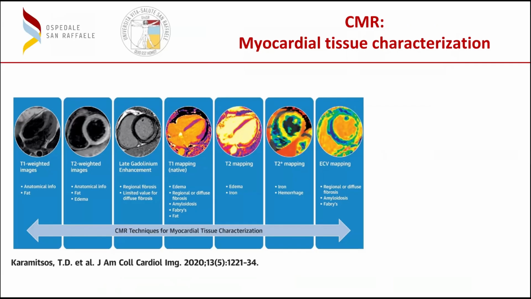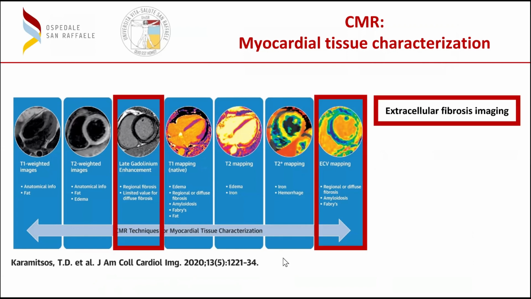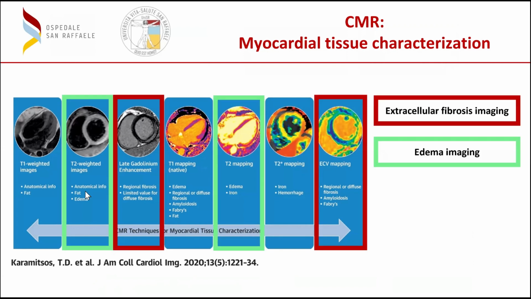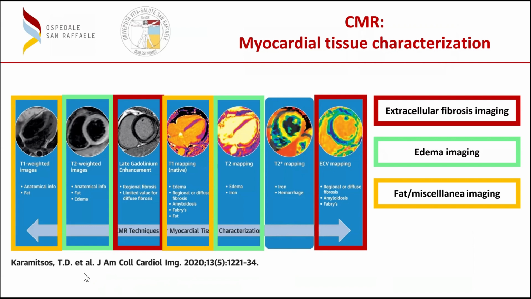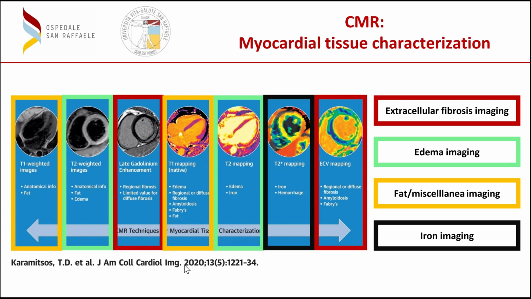If we want to subclassify the different techniques for myocardial characterization in CMR, we can say that we have techniques that aim at extracellular fibrosis imaging with a qualitative and a quantitative approach, so LGE and ECV mapping. We have techniques that we can call edema imaging, like T2-weighted images and T2 mapping. We have techniques for the assessment of fat and iron. The T1 mapping has hybrid information. And finally, we can classify T2* mapping as iron imaging.